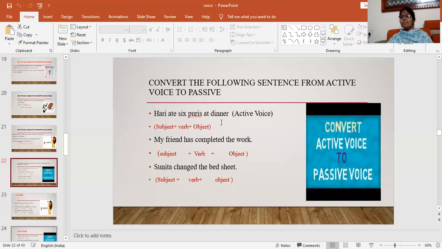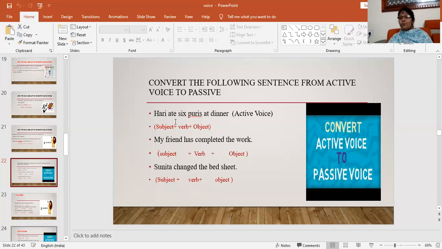Now let us do some exercises that are there in the textbook. So please keep your pen and paper ready. Take this sentence and then I'll also give you the answers, but you try, right? Now take down this sentence. Hari ate 6 puris at dinner. This is an active voice. Now we are going to convert this to passive voice. Hari ate 6 puris at dinner.